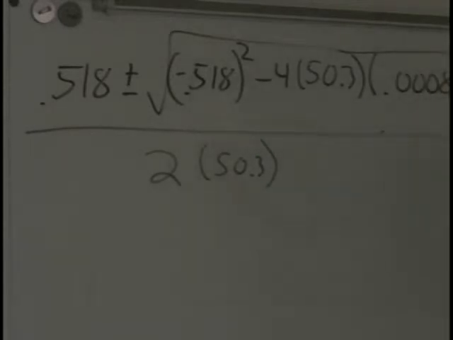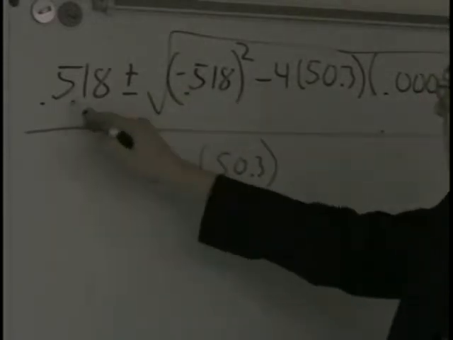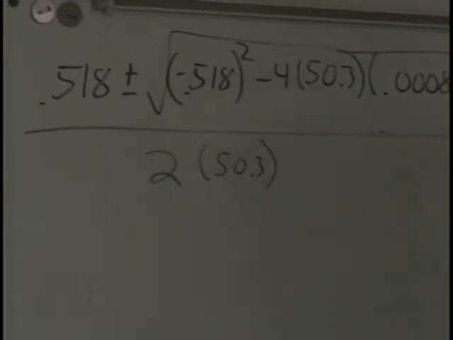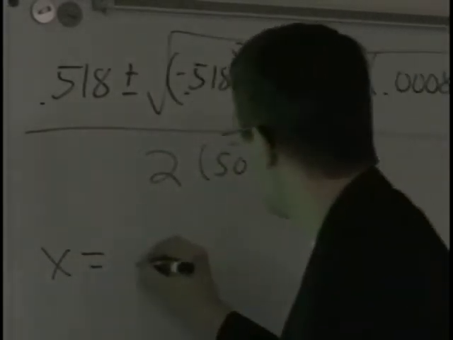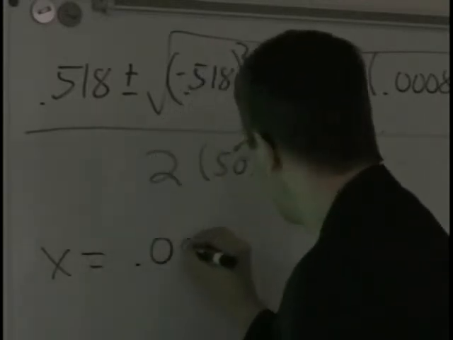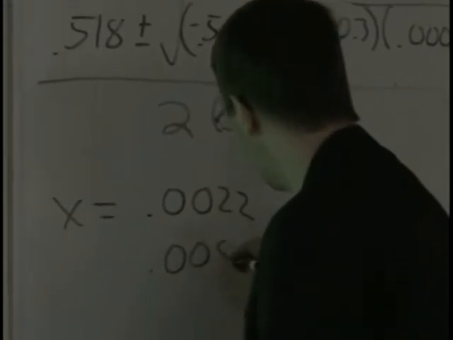A lot of work to do, no doubt. What's going to happen is you're going to have two possible answers, because you can have this plus this version divided by that, this minus this version divided by that. So my two answers for x when I first solve for it are either 0.0022 or 0.0081.